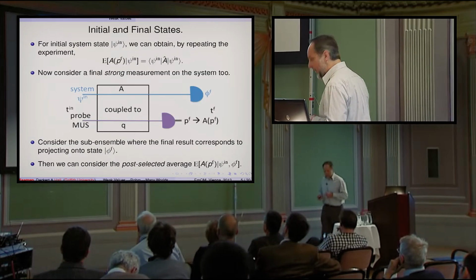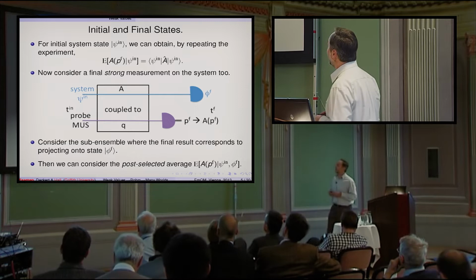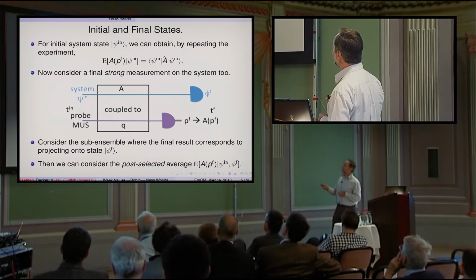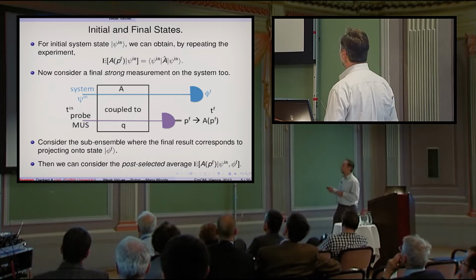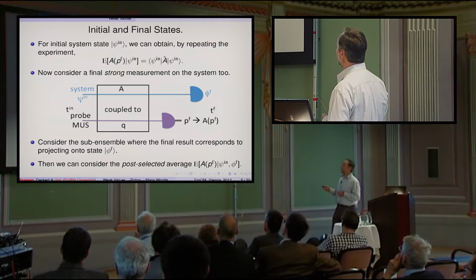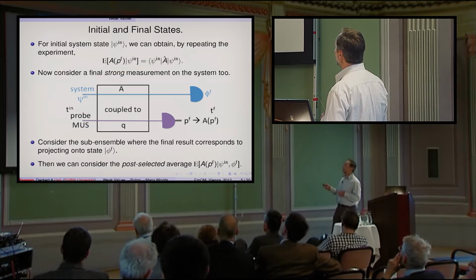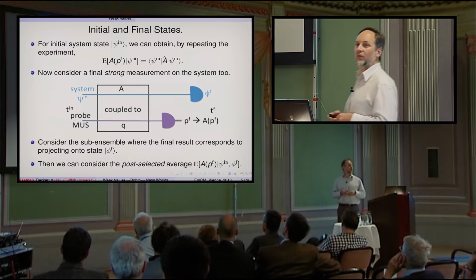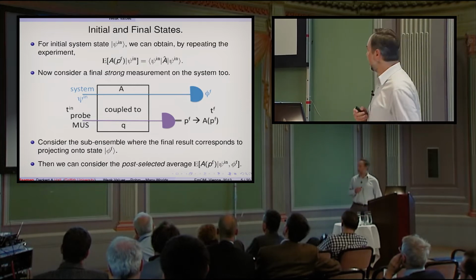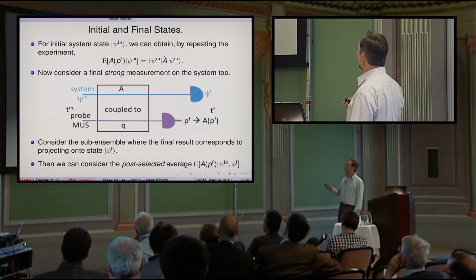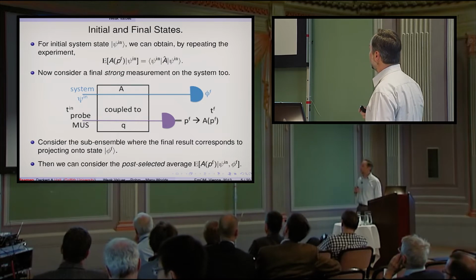Okay, so if I do this experiment over and over again, every time preparing the system in the same initial state, psi in, then you'll find the expected value of that estimate is exactly what quantum mechanics gives for an average value for an operator. Okay, that Born rule expression there.